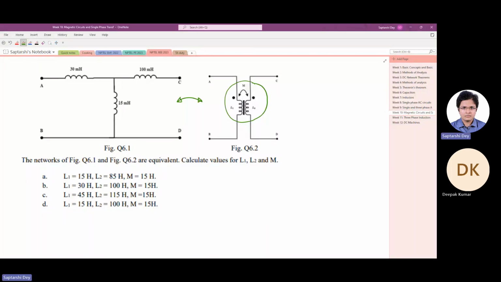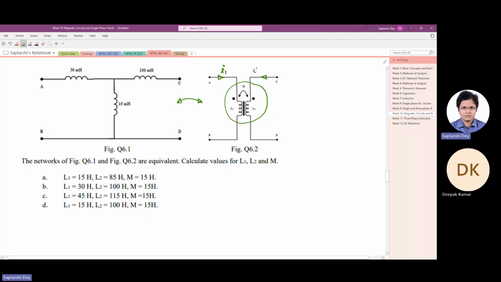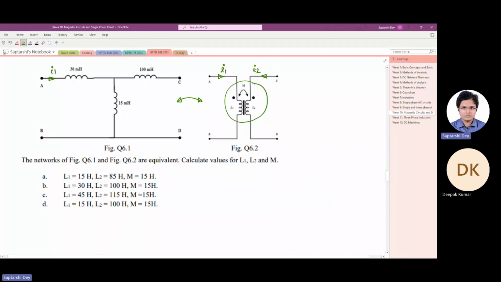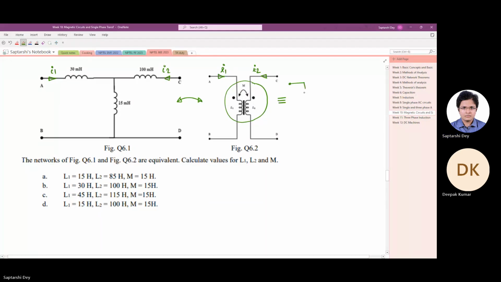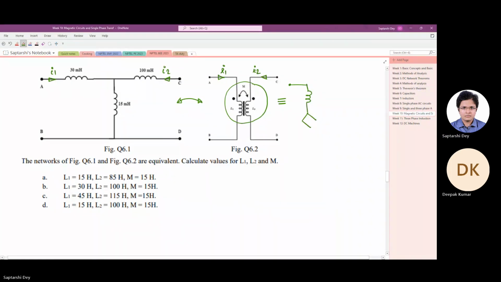So to start with, we have to quickly decouple the coupled circuit here in question 6.2. I will take a current I1 flowing in this direction and a current I2 flowing in this direction. Similarly, a current I1 is flowing here, I2 is flowing here. They're equivalent, right? Now, once I decouple them, the circuit becomes like this. I'm not going to explain how I am getting the polarity, because we have already explained it twice. If you do not understand, ask me.